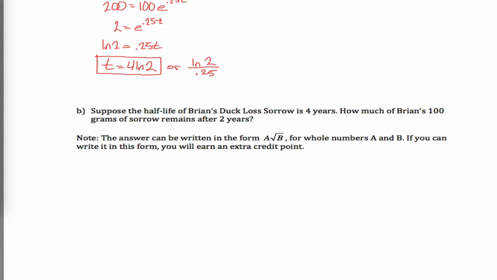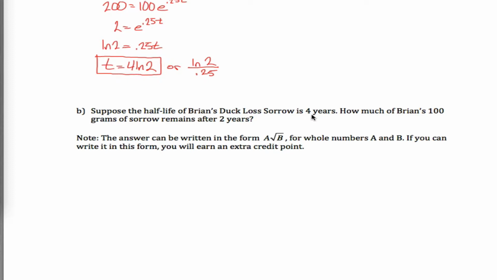All right, moving on. Half-life problem. So we have the half-life of this stupid example. Half-life of something is 4 years. Half-life of my sorrow from the Ducks losing in the national championship game. Whatever. Half-life is 4 years. How much, if I start with 100 of this stuff, how much is there left after 2 years?